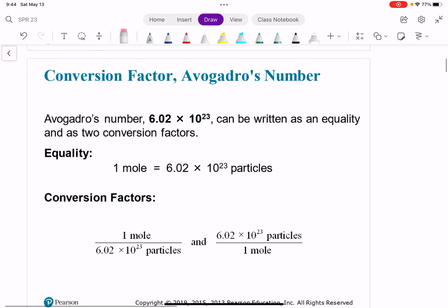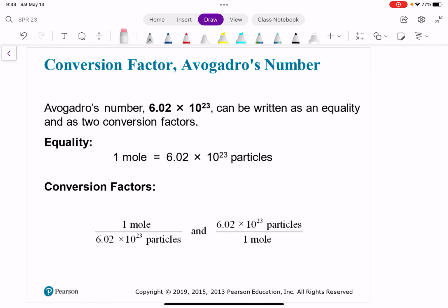I hope that makes sense. So just like we can use any equality to create conversion factors, we can do the same thing with the mole and Avogadro's number. So if a mole equals 6.022 times 10 to the 23rd particles, then we can split that equality, right? This is our equality because it has that equal sign. We can split that up into 2 conversion factors.